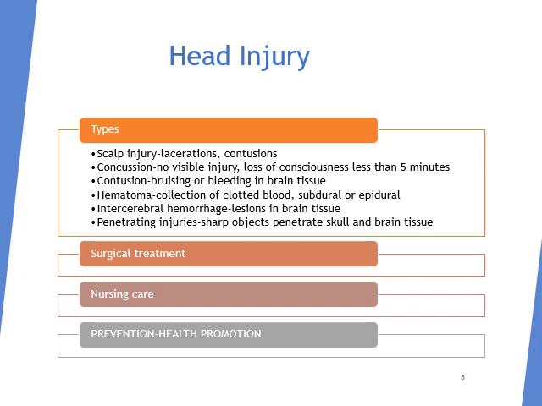Hematoma can be a collection of clotted blood, subdural or epidural, and we will be looking at some pictures of that. Intracerebral hemorrhage, lesions in the brain tissue, and penetrating injuries, which are sharp objects that penetrate the skull and brain tissue. Not good. So surgical treatment can be done.